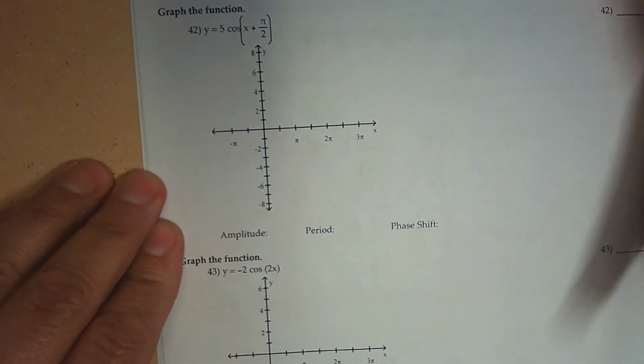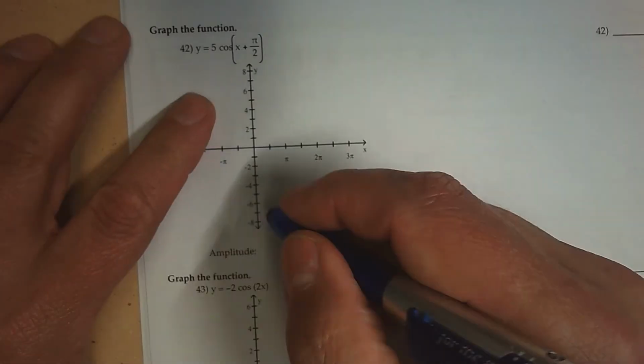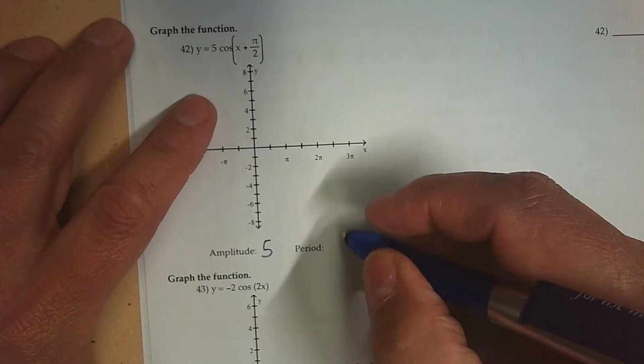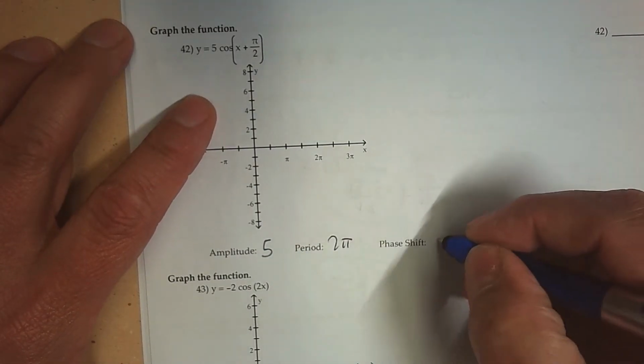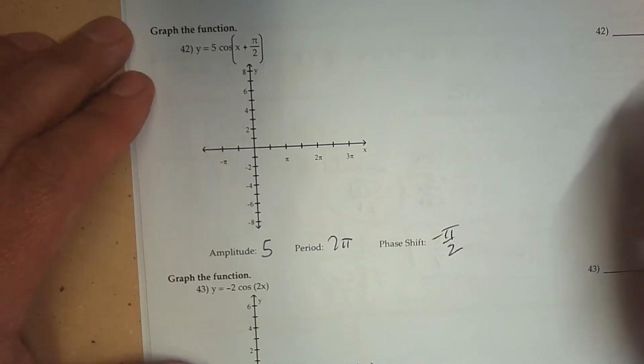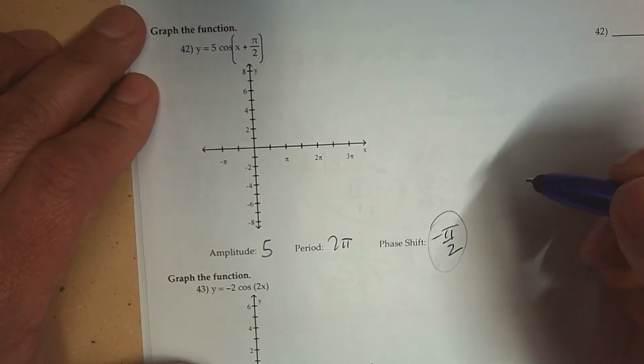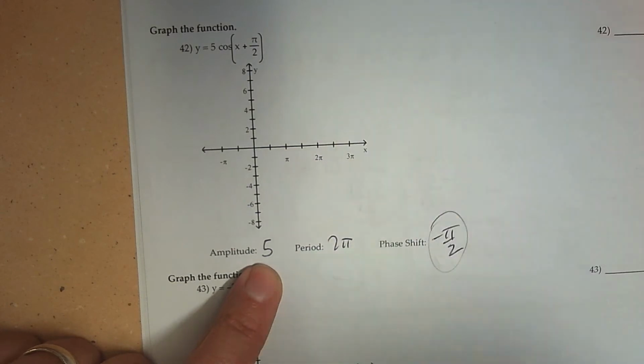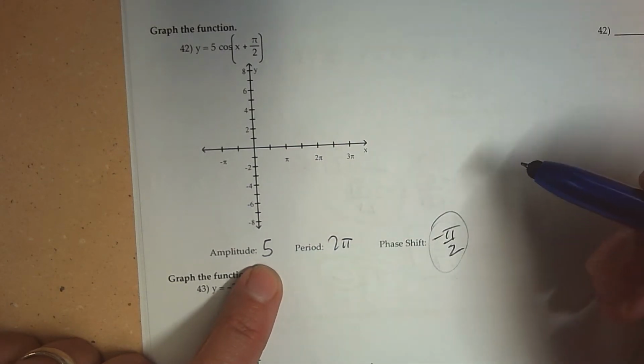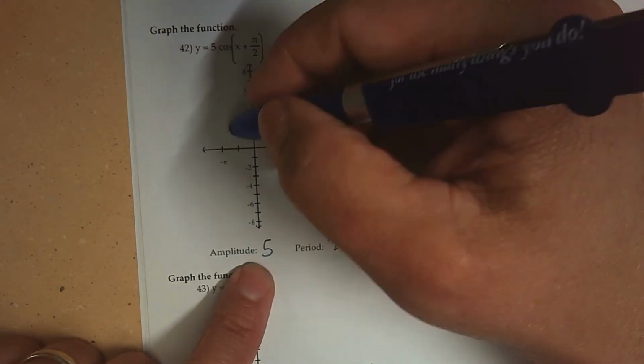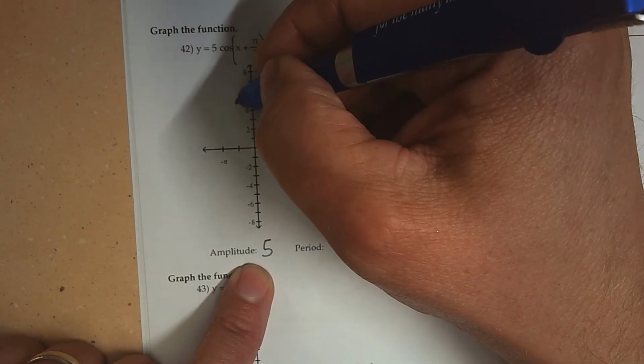42. So the amplitude here is 5. The period is still 2 pi, and the phase shift's negative pi over 2. So I'm going to start here at negative pi over 2. There's no vertical shifts at all, so I can just go right to what I need to go to. So positive 5. So at negative pi over 2, find positive 5. There's the top of your wave.